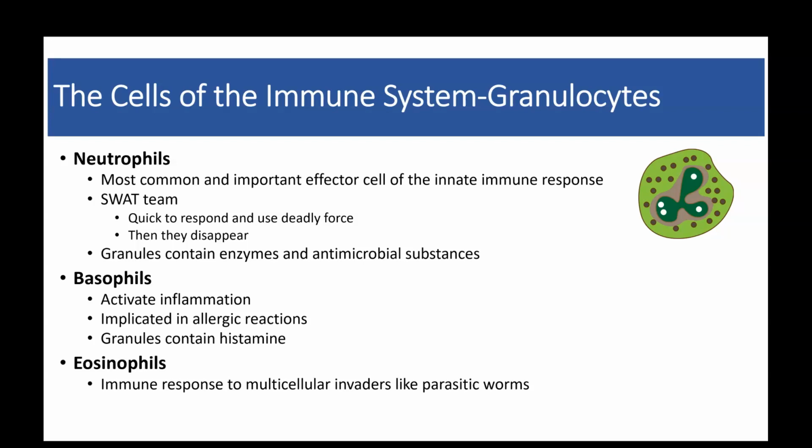eosinophils kind of not as necessary a branch of our innate immune system. But their primary response was usually towards these multicellular invaders, like tapeworms and nematodes and all those fun things that we don't have to think about anymore.